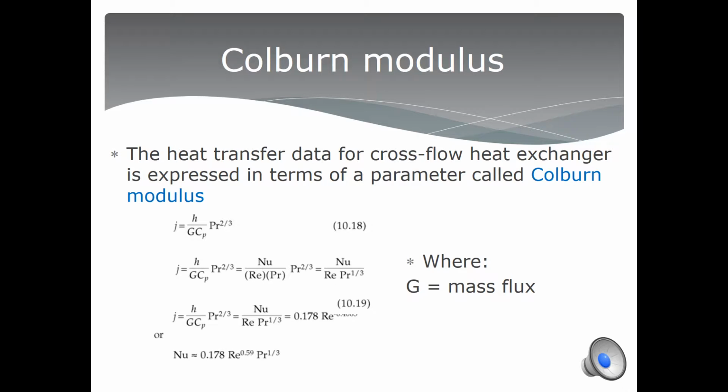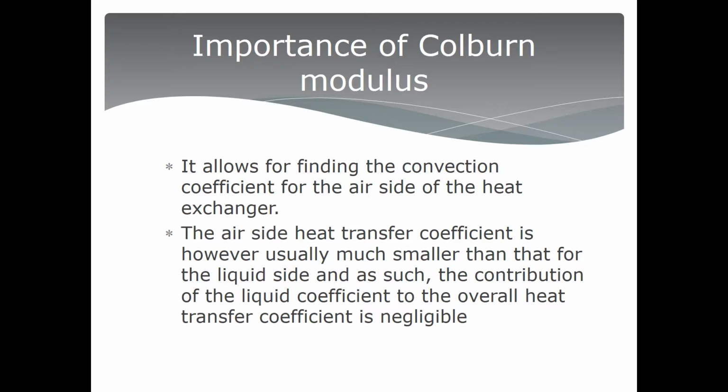The heat transfer data for a cross-flow heat exchanger is expressed in terms of a parameter called the Colburn modulus, which is a function of the Prandtl number and the mass flux. It allows for finding the convection coefficient for the gas side of the heat exchanger. The gas side coefficient is, however, usually much smaller than that for the liquid side, and as such, the contribution of the liquid coefficient to the overall heat transfer coefficient is negligible.